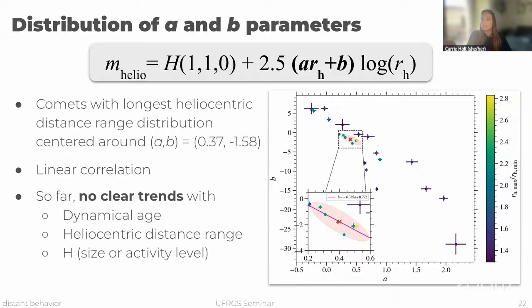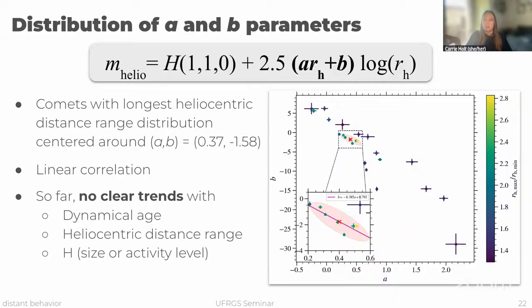In this tight zoomed-in box here, these are the comets that have the largest heliocentric range. I show this as the max heliocentric distance over the min, the ratio, just because we're working in log space. So this is actually the largest difference, rather than just heliocentric distance range, though it is similar. We found that those values are very tightly distributed around A is 0.37, B minus 1.58.